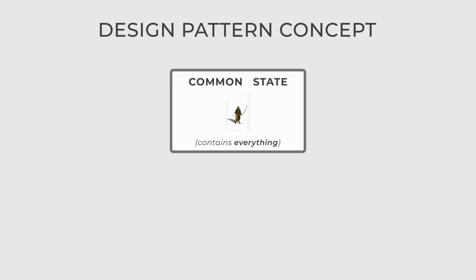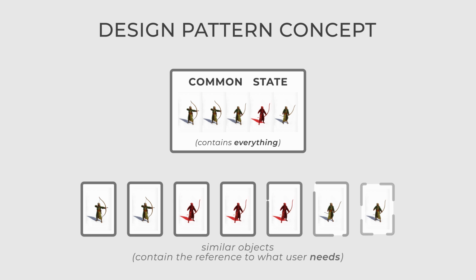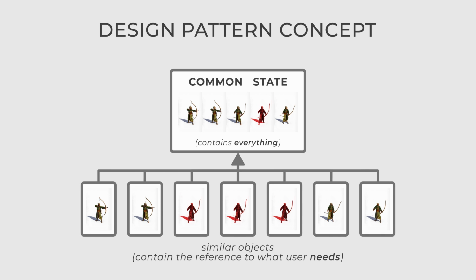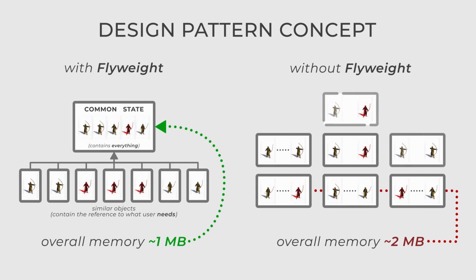The Flyweight is a structural design pattern that focuses on efficiently sharing and reusing object states, especially when many similar objects need to be created. It aims to minimize memory usage by sharing a common state across multiple objects, reducing the application's overall memory footprint.